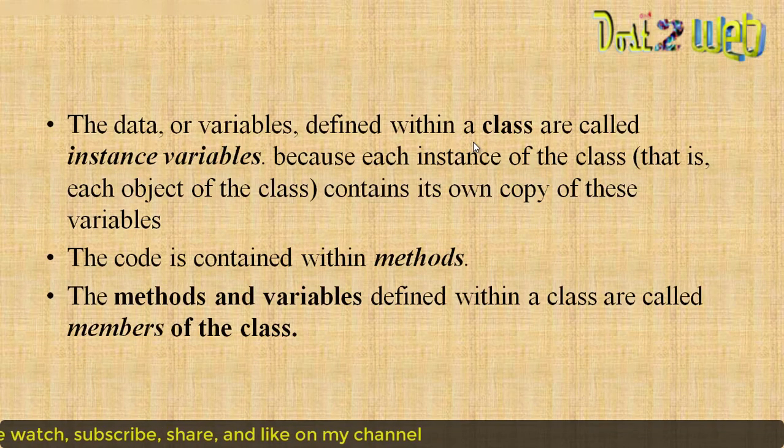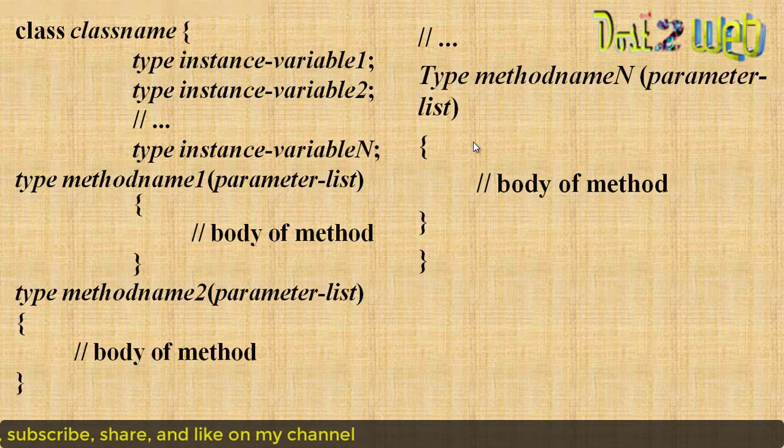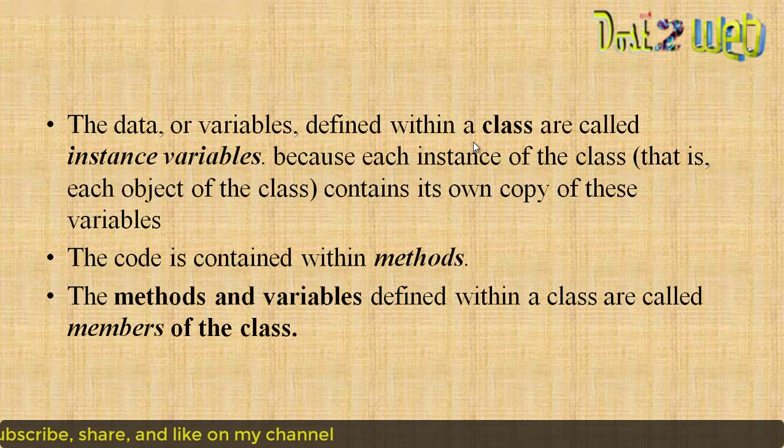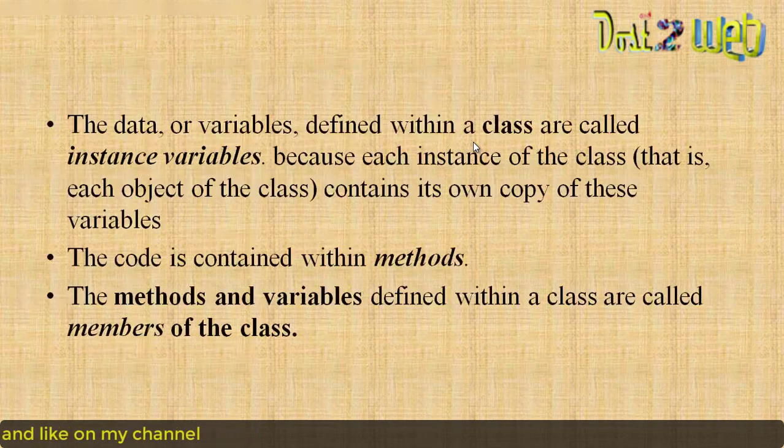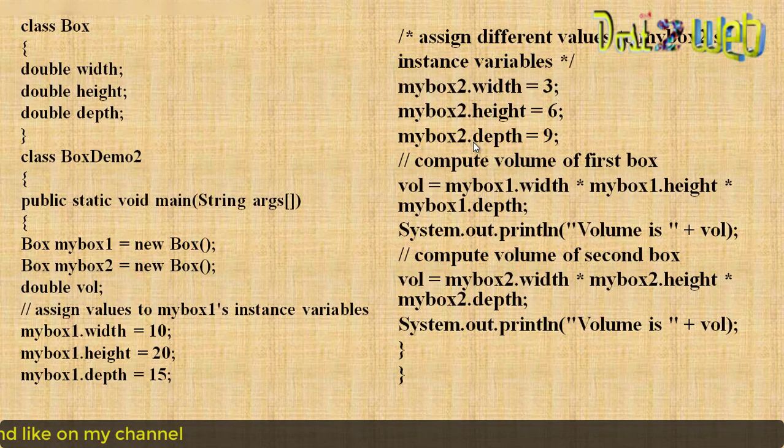And the methods and variables defined within the class. Whatever methods and variables you are defining within the class, these all are the members of this class. Whatever the class name is, these are all members of that class. So you have method 1, instance variable 1, so these are the members of the class. This is the example which I have already discussed with you all.